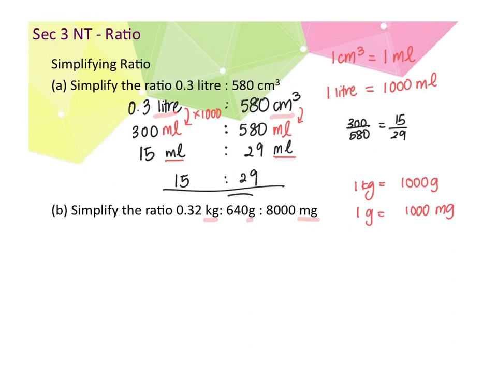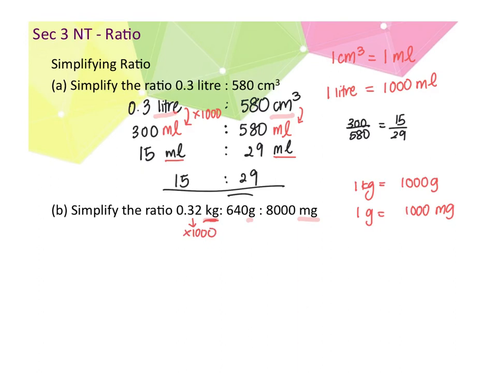So the common unit in this case can be milligram, or you can also change everything to kg. That's up to you. For me, in this case, I will change everything to gram because I don't like a lot of zeros. So I'll do something in between. The first one, I'm going to change my kg to gram. 1 kg has 1000 gram, so I'm going to multiply by 1000.